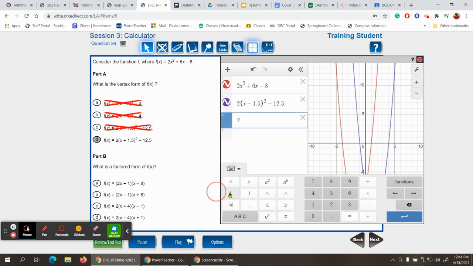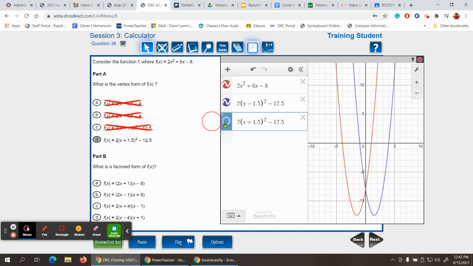Because 2 parentheses x plus 1.5 close parentheses squared minus 12.5. Where did I go wrong? Oh, I didn't. You see the black becomes the red. The red goes right over it, so that is the answer.